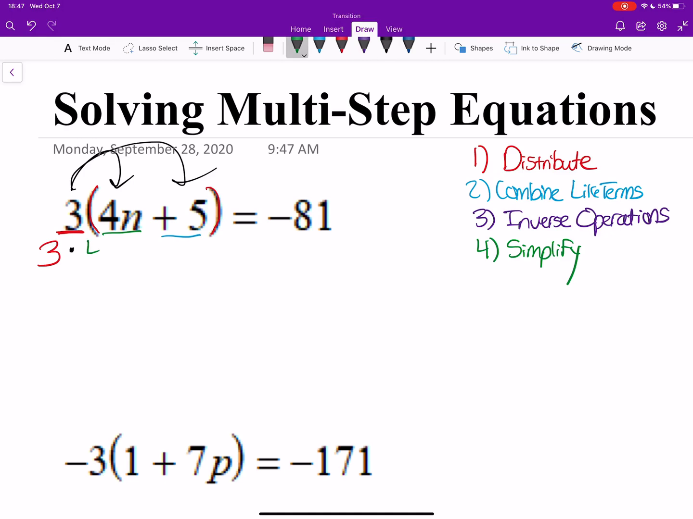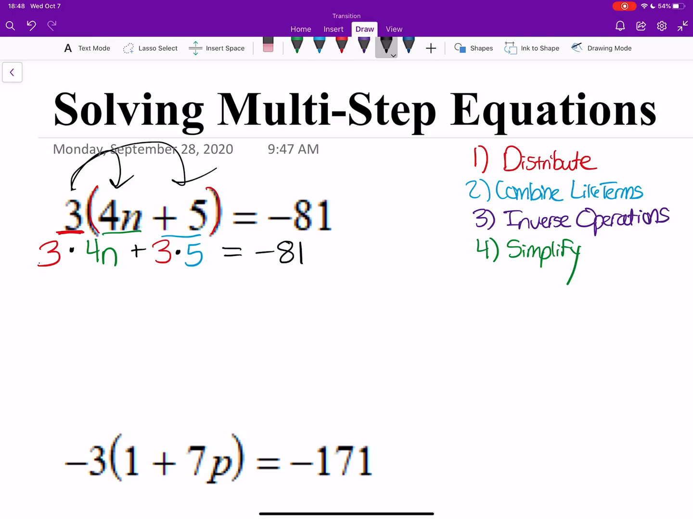So I'm going to write 3 times 4n. If you're okay to do that multiplying in your head, just go ahead and multiply. You don't need to write it all the way out. Separate with a plus sign. I return back to my 3 because that's what I'm distributing, and I multiply that by the second piece, which was 5. Everything else I'm going to copy straight down. Bring down my equal sign, bring down my negative 81.